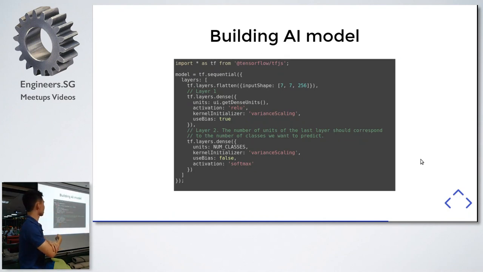In this case, it's a sequential model. That means there are many layers to it, a sequence of layers. The first layer is a dense layer. The second layer is also a dense layer, and then you get an output. So it's actually very simple, but a lot of people, like me one year ago, find it very daunting. But if you understand the concepts behind deep learning, putting everything together is actually very simple.